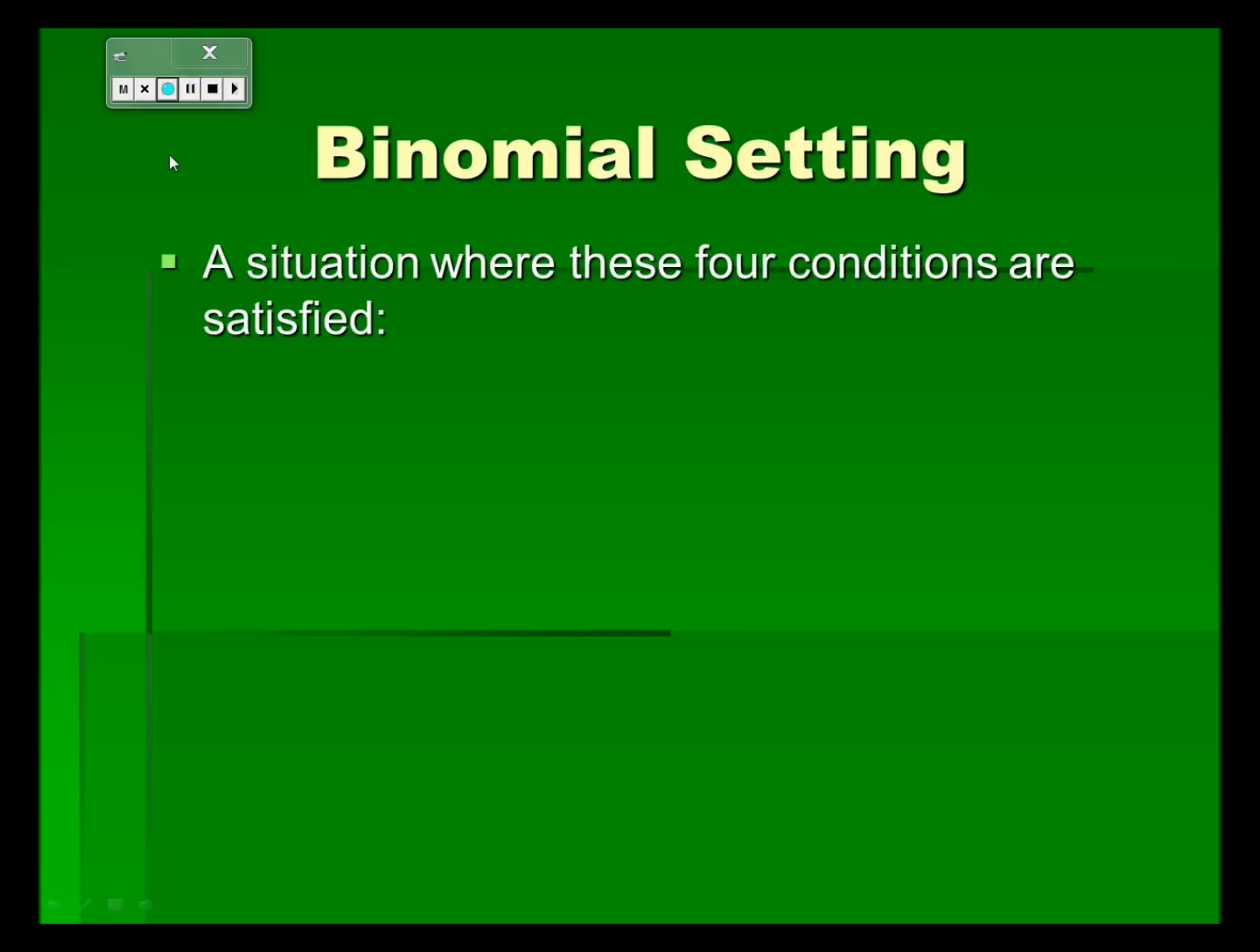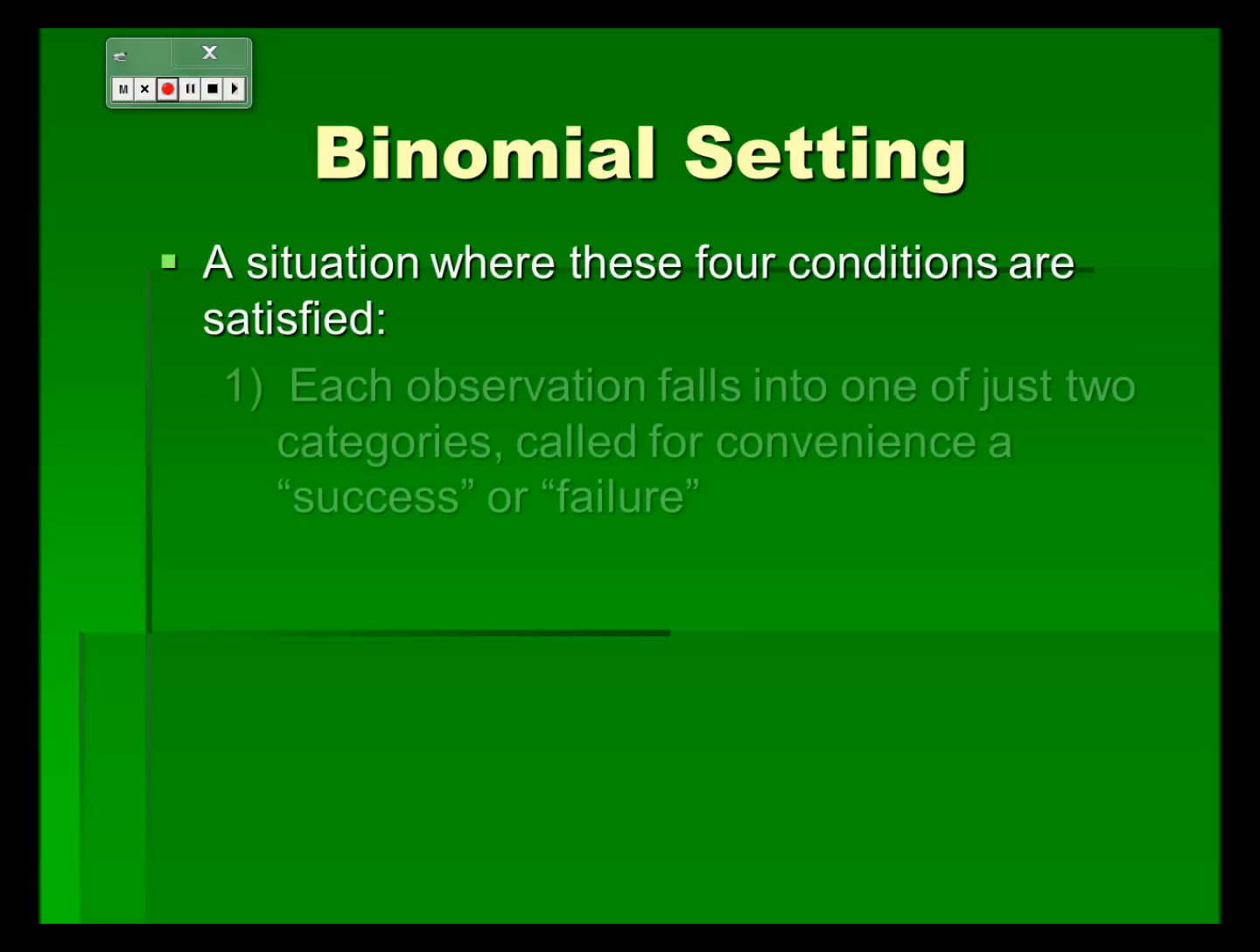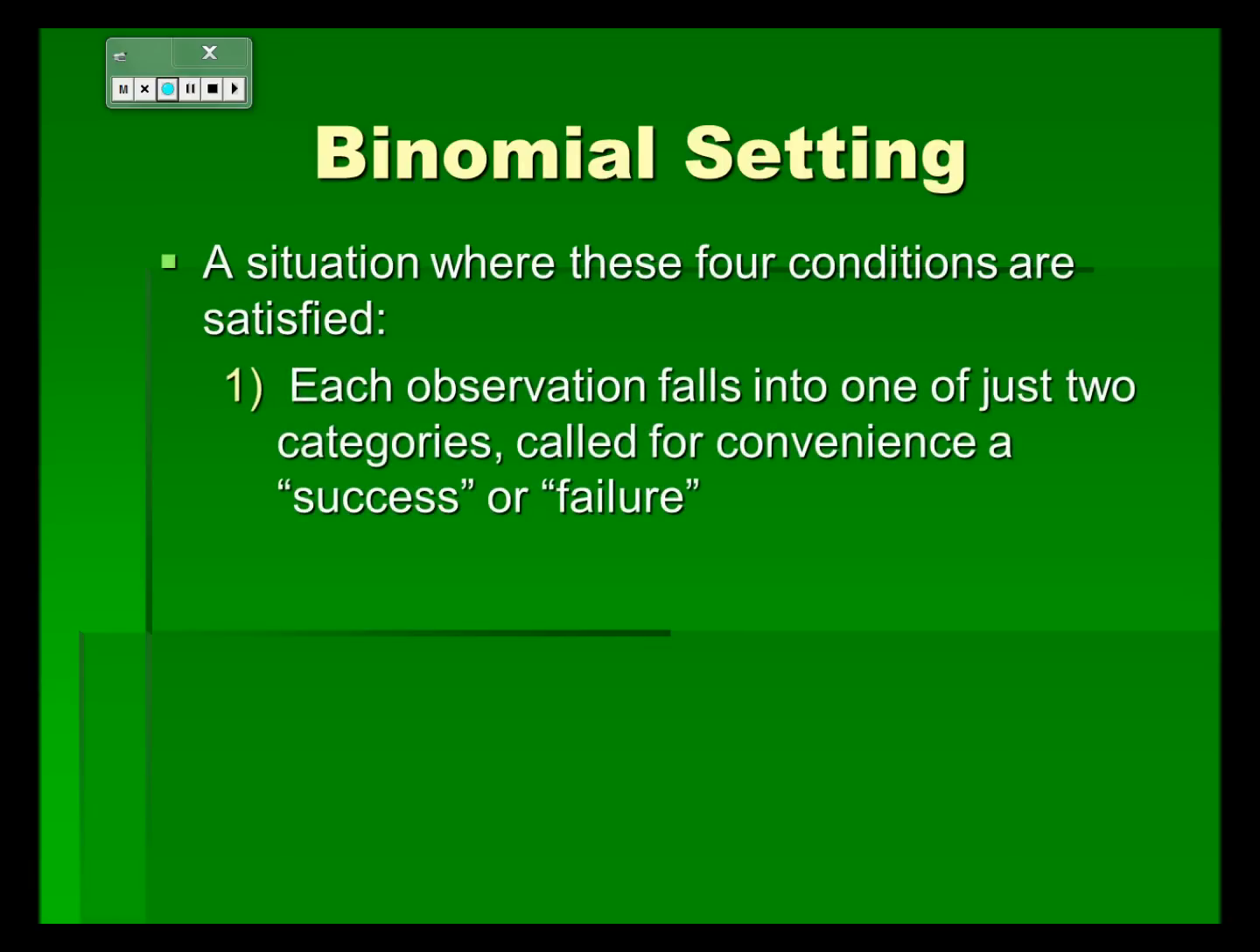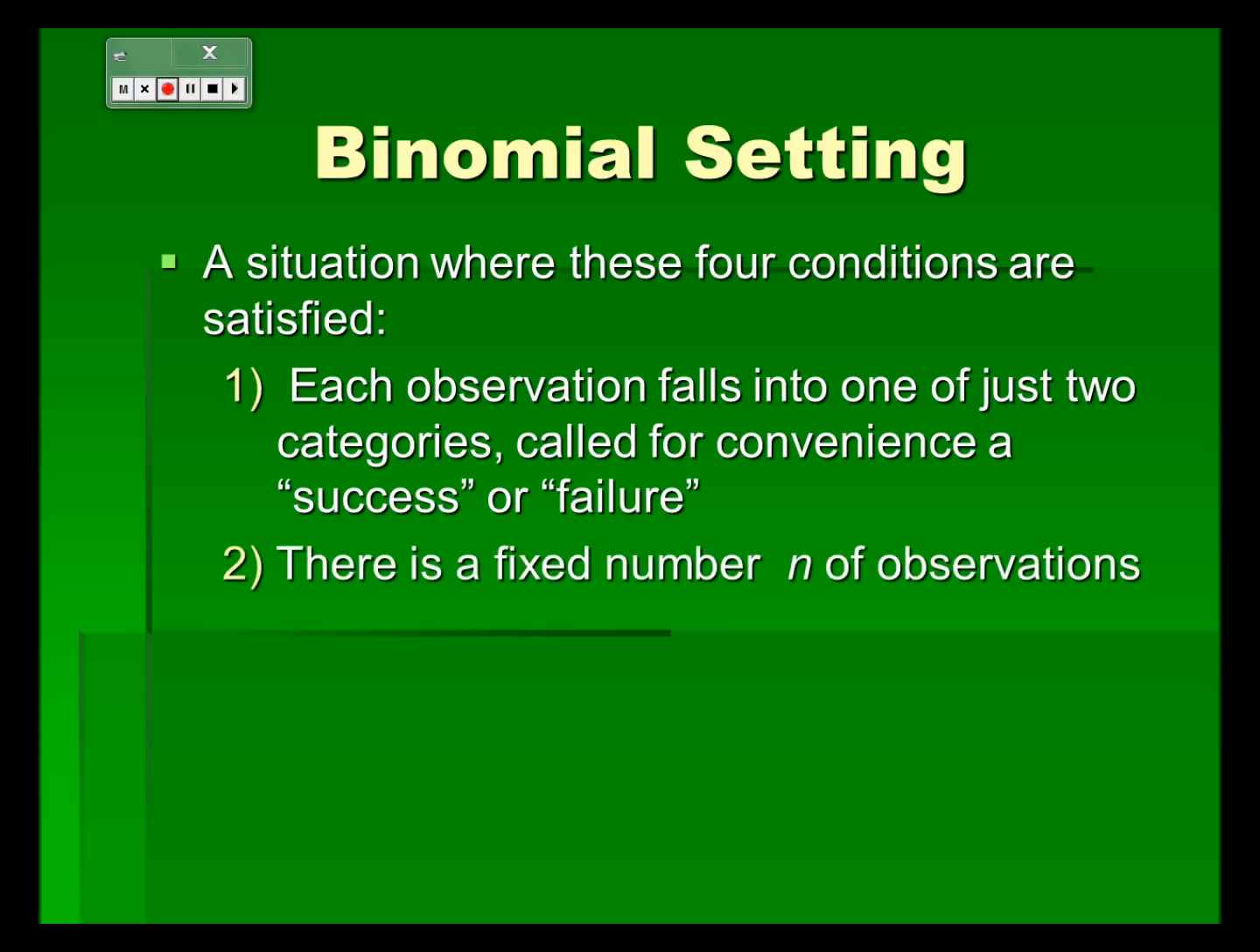The following four conditions must be met. One of two things can occur. When I'm shooting baskets, I can either make it or miss it. Let's just call this success or failure. I have a fixed number of observations. Maybe I'm going to shoot 10 baskets in a row.